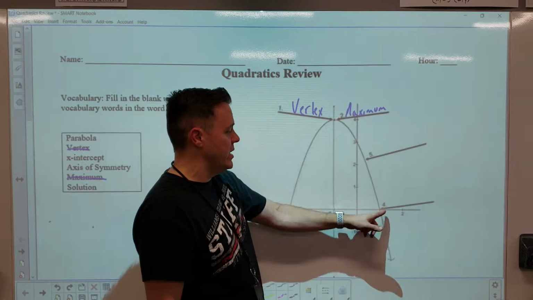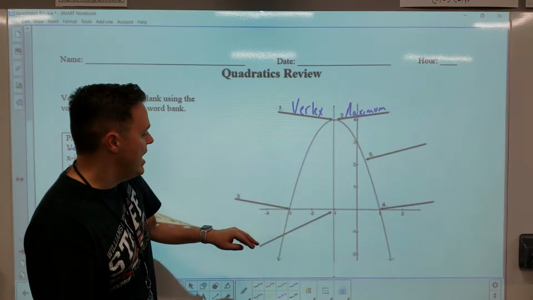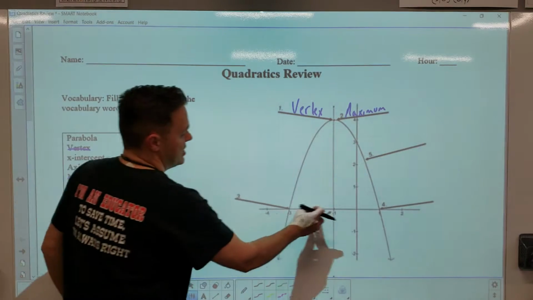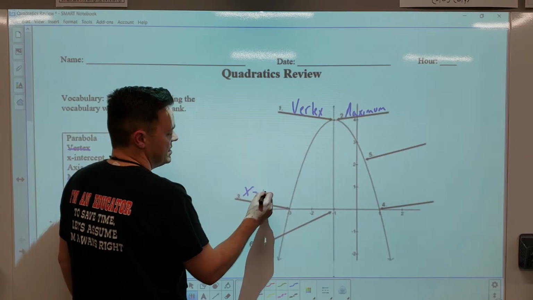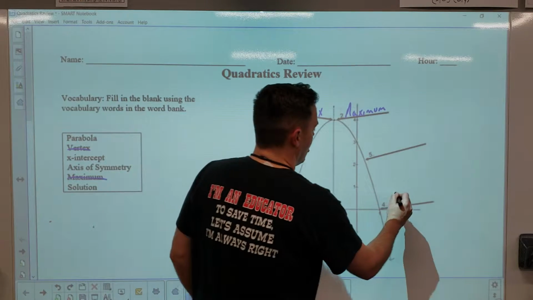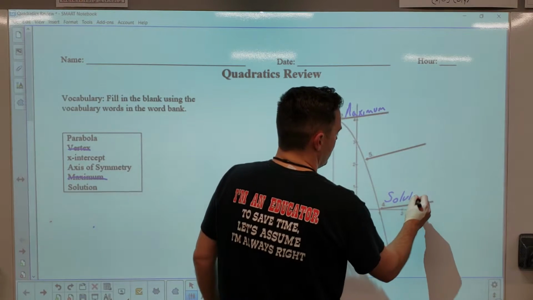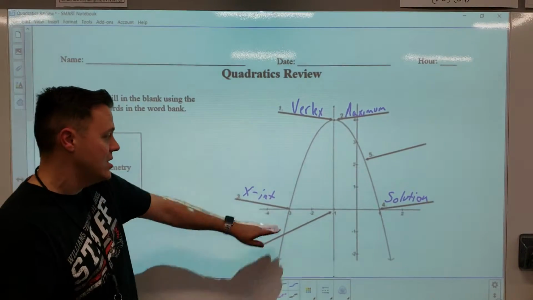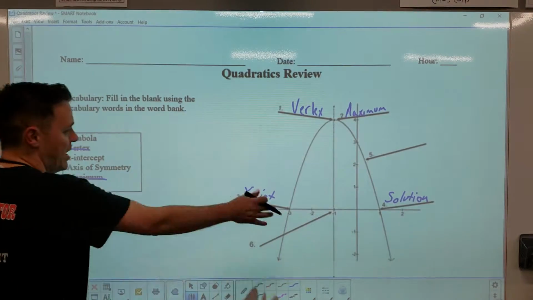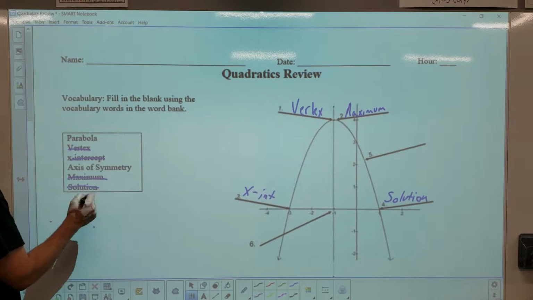And then the next one, solutions. What is this? This is actually either or, it doesn't matter which way you go, but this is either the x-intercept or it's called the solution. When we want to find the solution of an equation, the solution of the equation is actually the x-intercept. Doesn't matter which side they were on, but that was the setup there.